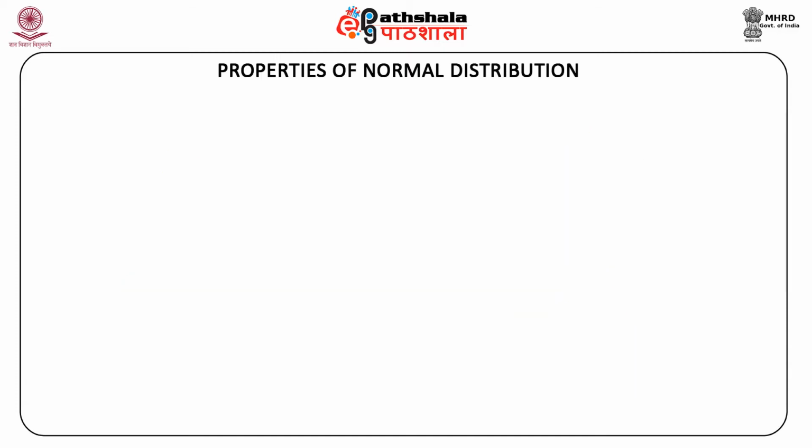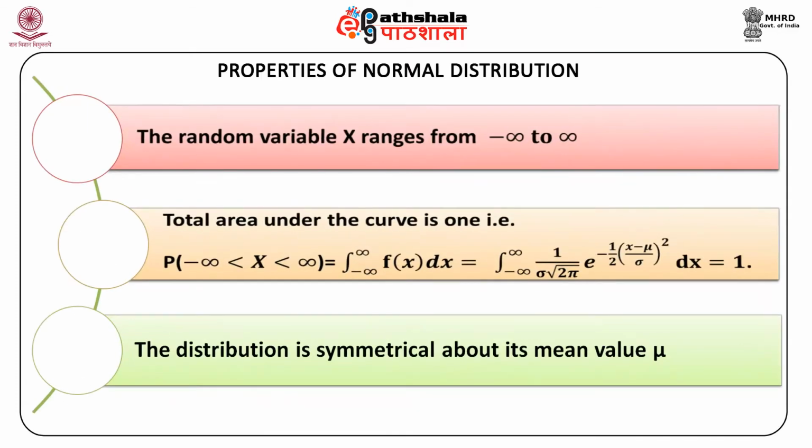The random variable x ranges from minus infinity to plus infinity. The tails of the curve extend to infinity in both directions and they never touch the x-axis. This distribution being a probability density function, that is f(x) is greater than or equal to 0, and we know that the probability of a continuous random variable is given by the area under the curve. Therefore, the total area under the curve is 1.